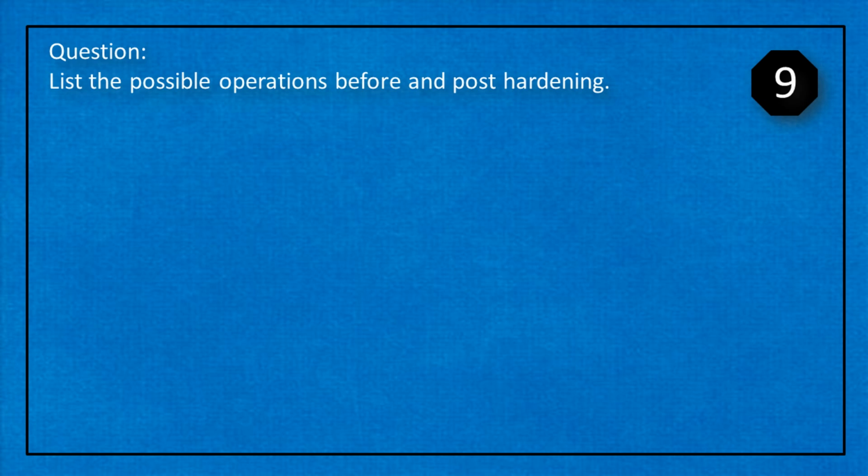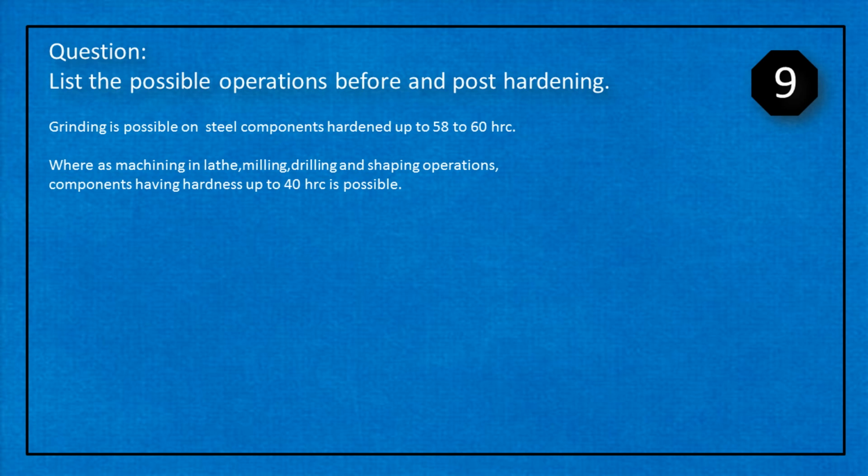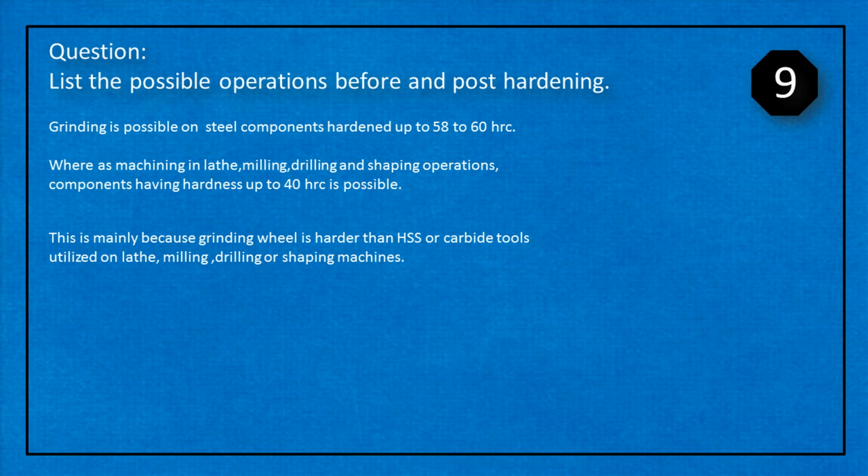Question: list the possible operations before and post-hardening. Grinding is possible on steel components hardened up to 58 to 60 HRC. Whereas machining in a lathe, milling, drilling and shaping operations is possible on components having hardness up to 40 HRC. This is mainly because grinding wheels are harder than the HSS or carbide tools utilized on lathe, milling, drilling or shaping machines.